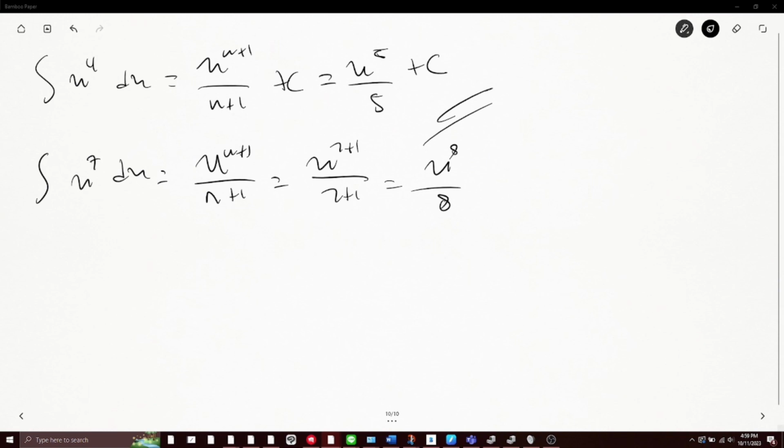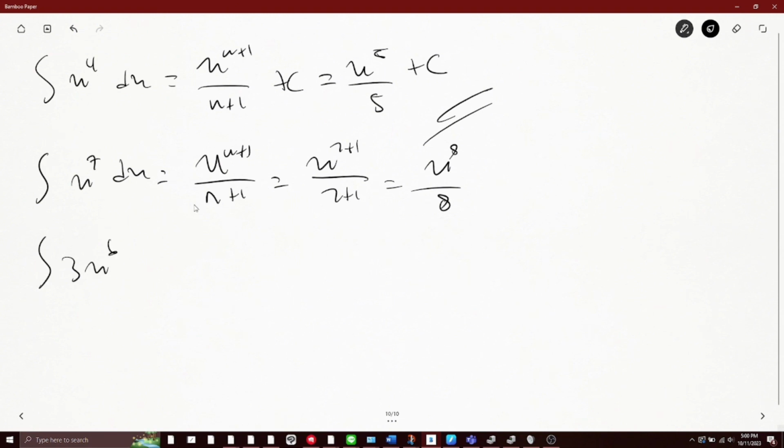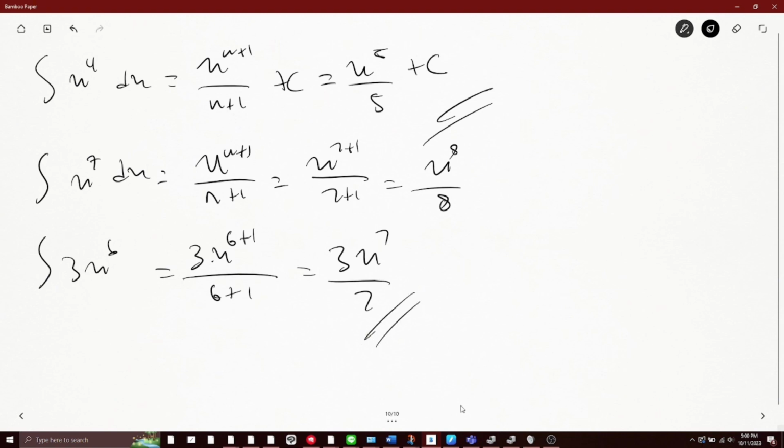Let's do one more example of this. Let's say this is going to be 3x to the 6. The antiderivative of that is going to be 3 times x to the 6 plus 1 over 6 plus 1, which is going to be 3x to the power of 7 divided by 7. And because we can't really make this smaller, that's it.